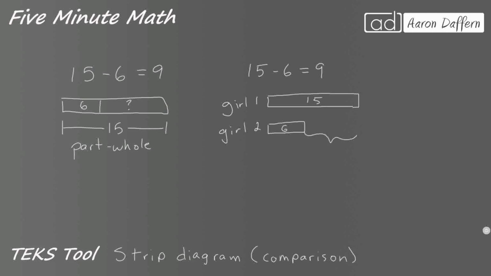And so this is not a part whole. This is what we call a comparison because you have two separate quantities and you are just trying to find the difference between the two quantities. It's different because you're not combining or separating. So let's see what this looks like in a story situation.